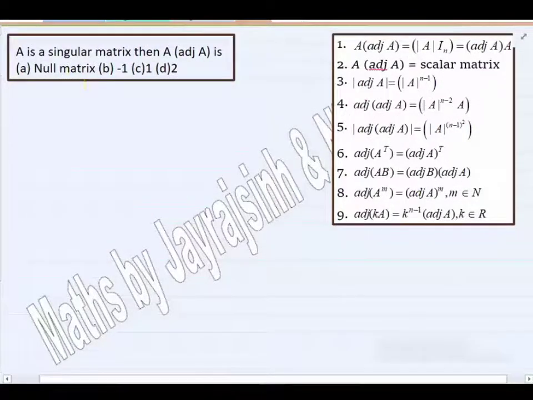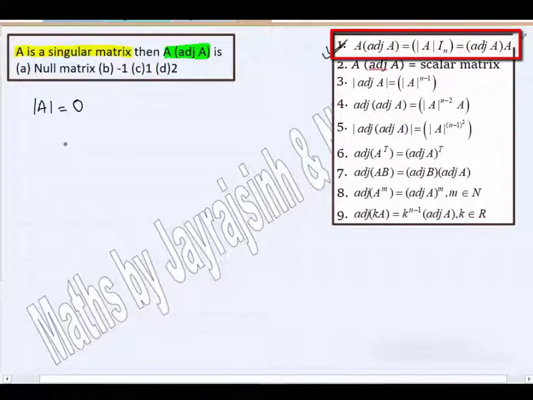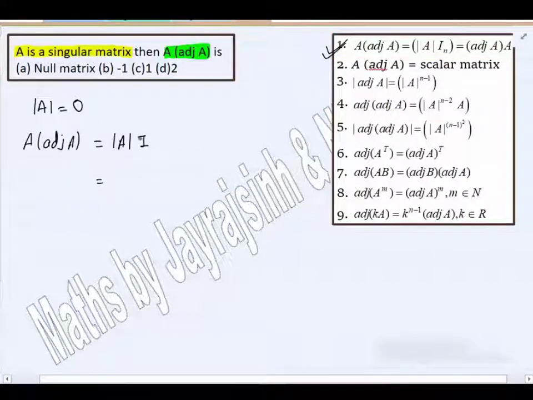Ta-da! In this question, we have matrix A, which is a singular matrix. Therefore, we can say determinant of A is 0. And we have to find the value of A into adjoint of A. And for that, we have to use the first property, which is A into adjoint of A is nothing but determinant of A into I. Actually, determinant of A is 0. So, 0 into I will give us null matrix, or we can say O matrix. So, A is the final answer.